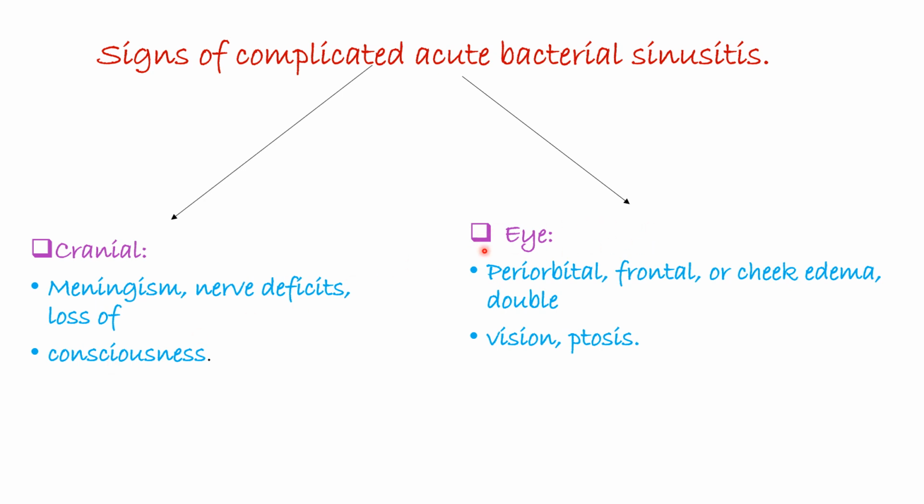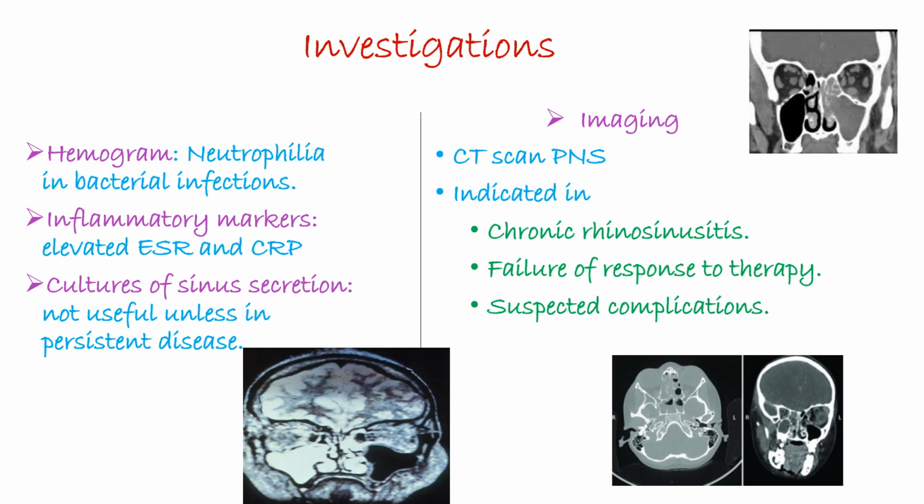So in the eye, we are going to also have periorbital, frontal, and cheek edema. This is when you have the infection spreading into the eyes. In addition to that, you can also have vision loss and double vision and proptosis. So investigation, currently know this is an infection, so just don't go panicking. You just do the basic test, that is the hemogram. Then in terms of neutrophils, they will be elevated in bacterial infections. Inflammatory markers will also be elevated in bacterial infections, where we have elevated ESR and CRP.